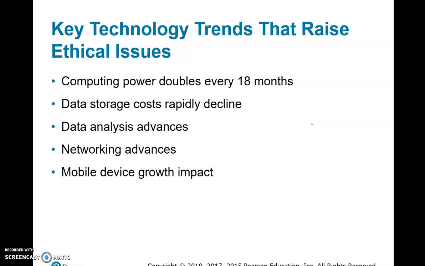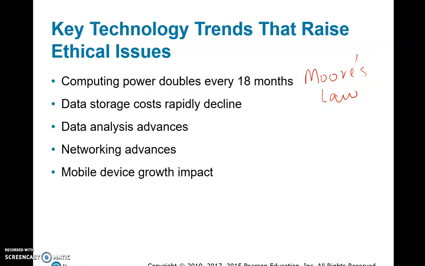The key technology trends that raise ethical issues are, first, computing power doubles every 18 months. This is Moore's law. According to Moore, who predicted long back that the computing power will double every 18 months. So, what does this do to us? Computing power doubling gives you faster capacities. You have better operating systems. And these can be used for greatness as well as some ethical issues. Most organizations depend on computer systems for critical operations, and they become more vulnerable to system failures if they cannot cope with this computing power. That is the problem.